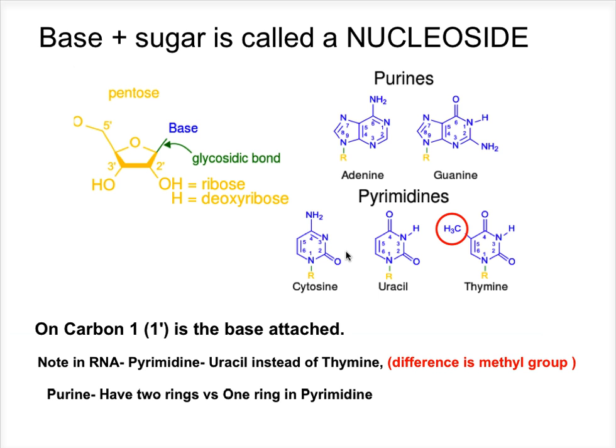Notice that in RNA, the pyrimidine is uracil, versus in DNA, it is thymine, and the difference is the methyl group that you see attached on the thymine. Otherwise, they are identical molecules. The other thing to notice is your purines have 2 nitrogen rings, versus only 1 nitrogen ring in your pyrimidines. Guanine and adenine are purines. Cytosine, uracil, and thymine are your pyrimidines.